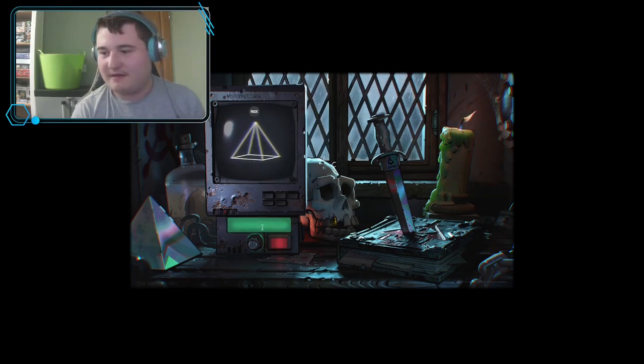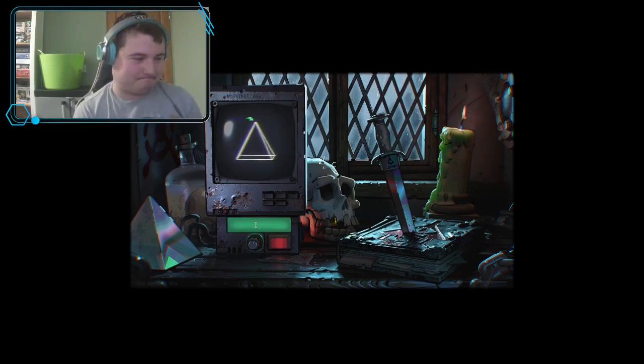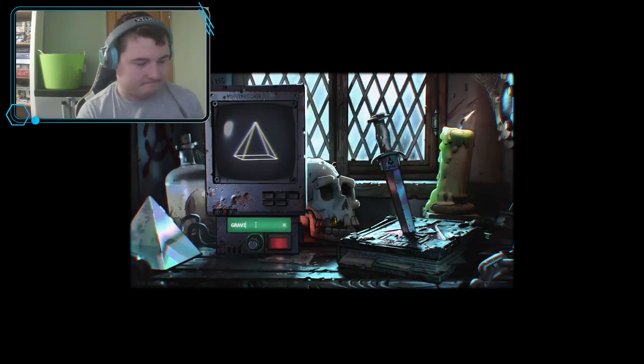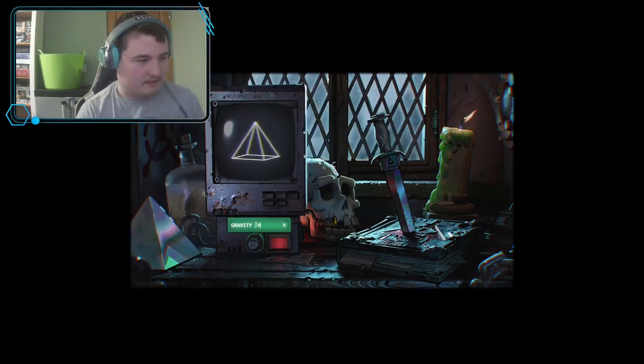So, here it is, the Gravity Falls website. And the first thing I'm going to type in is Gravity Falls.